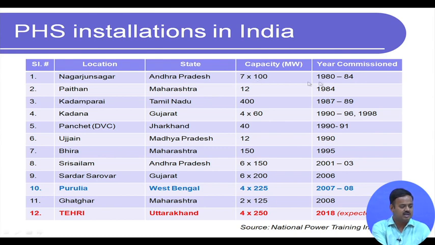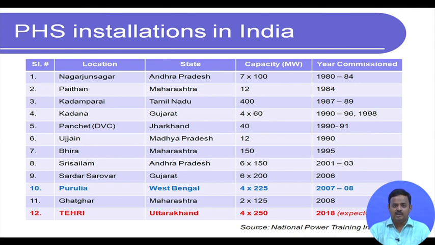Next, as we have seen, the next one was Paithan in 1984, and as you keep going, you can see that all these installations have happened. In West Bengal, there is one which is a pretty high power, which is 900 megawatts. It is in Purulia, and it was completed in 2008. All right. So, we also have it here, but otherwise what you will see is there is a bigger concentration in southern and western India.